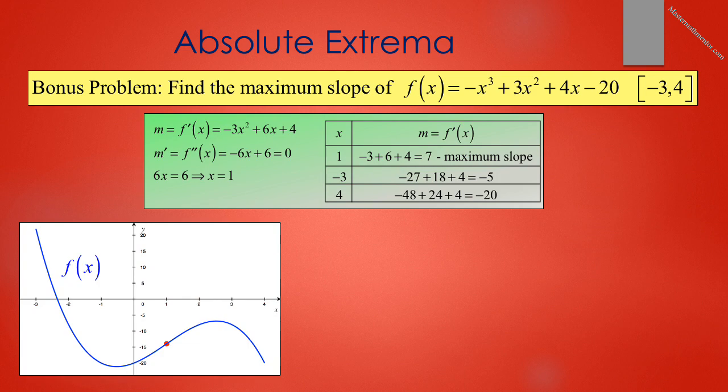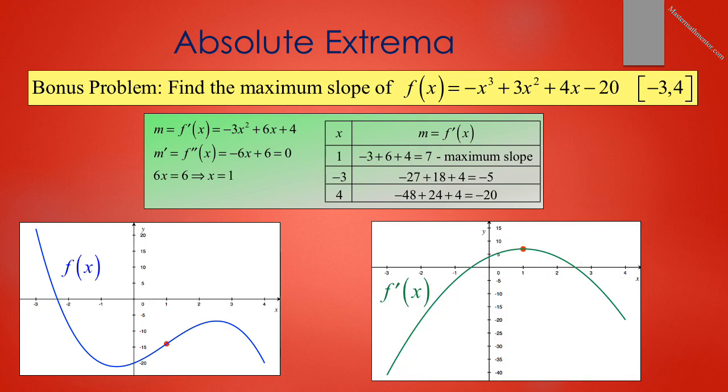The graph is a confirmation of our answer. We see the graph of f of x, which is decreasing, then increasing, then decreasing. It appears that the graph is increasing approximately on the interval negative 0.5 to 2.5, which means that the maximum slope must occur somewhere in that interval. We see it is at x is equal to 1.